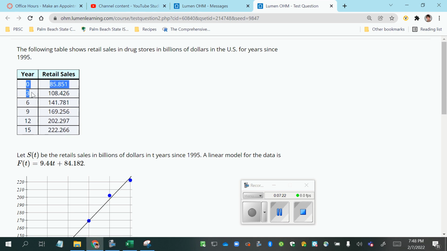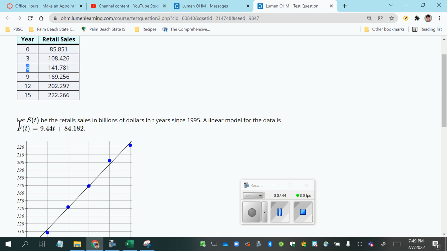And over here we have years, except they're not years that really make sense at like 1995, but they're years since 1995. So 0 years would mean this was corresponding to the year 1995. 3 years would mean 1998, and then 6 years would be 2001, and so on. Then it says, let S of T be the retail sales in billions of dollars in T years since 1995. So this is your T column right here, your year. That is your T variable.